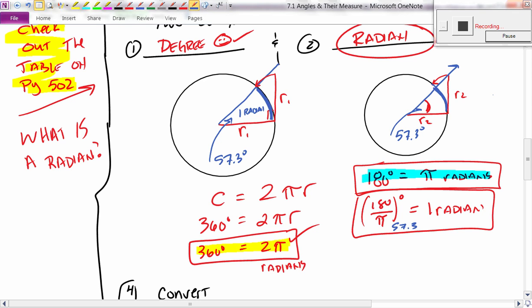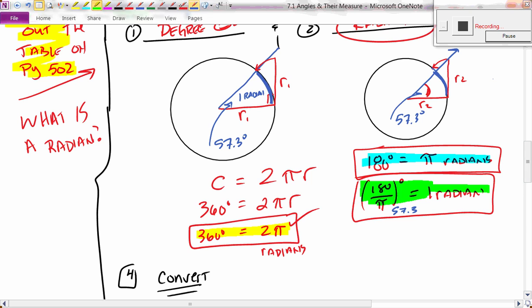Okay, I need one more special conversion factor, and this one will be in green for us right there. If I go back to my blue box, if I divide both sides by 180, what would I get? 1 degree would be what? There you go, pi over 180 radians.